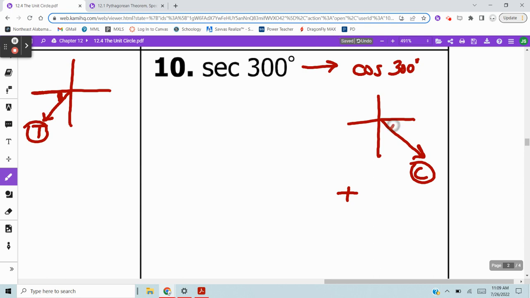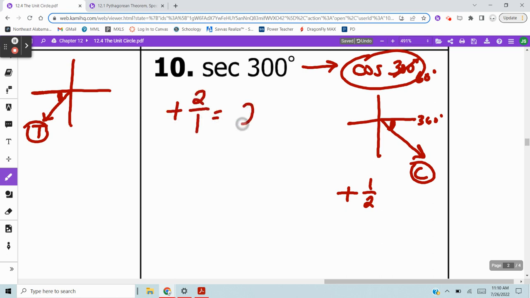Our reference angle is how far are we from here. This is 360 degrees. Just a reminder, this is 0 and 360, and this is 180. That's what we use to find our reference angles. So if you subtract off, we are 60 degrees away. So we're looking for the cosine of 60, which is 1/2. So therefore, the cosine of 300 was positive 1/2. In order to find the secant of 300, you simply flip it. That'd be positive 2/1 or just 2.